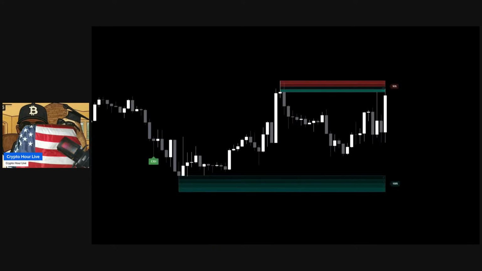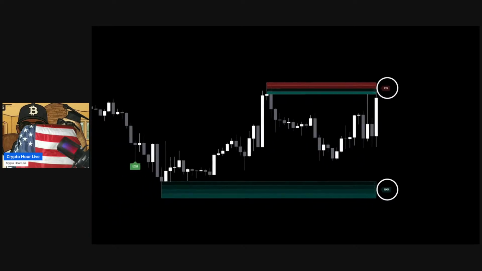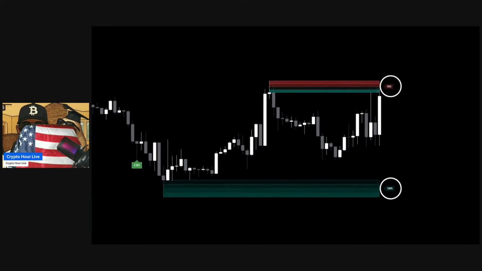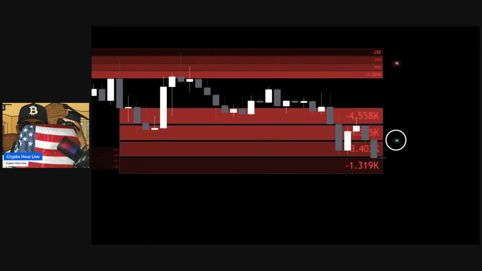Adding another layer of insight is the zone decay or health percentage. This label on active zones tracks the cumulative volume traded within them relative to their capacity. As more volume is transacted, the liquidity is considered consumed, and the percentage drops towards zero, indicating a weakening level.